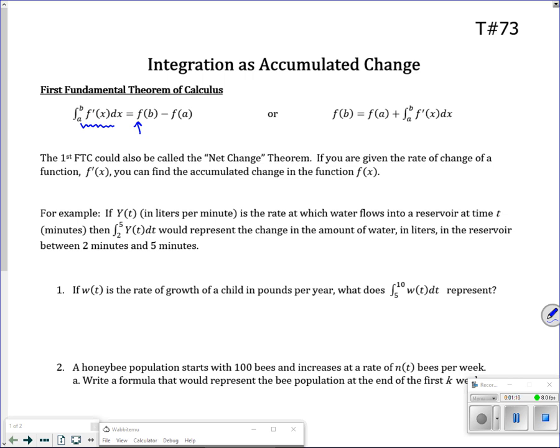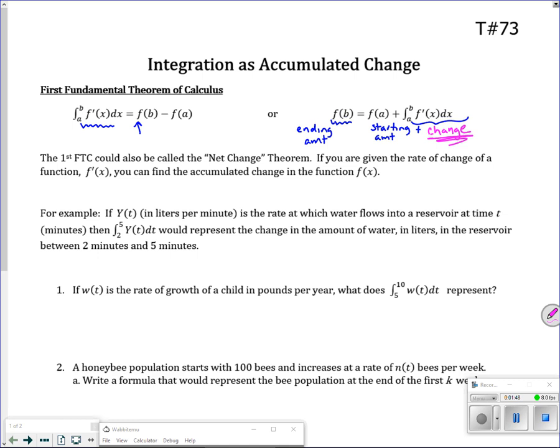But what I want you to see is that I could honestly write it this way: the ending amount of what you're talking about is the starting amount plus, and this part is the change. What I want you to understand is that when you take an integral, integration is the accumulation of change in a function f. So let's read this statement.